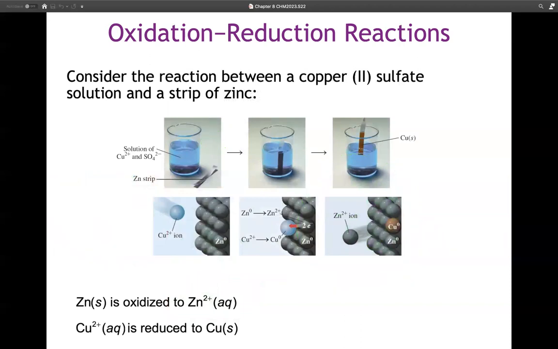Another example, if we have a solution of copper sulfate in water, it's blue. And then if we put in a strip of zinc, a redox reaction will take place. So if you think about it, copper carries a +2 charge. Sulfate is one of the polyatomic ions with a -2 charge. Zinc is a metal, right? But zinc is one of the transition metals that carries a +2 charge.